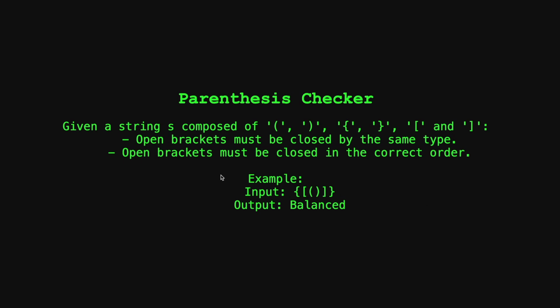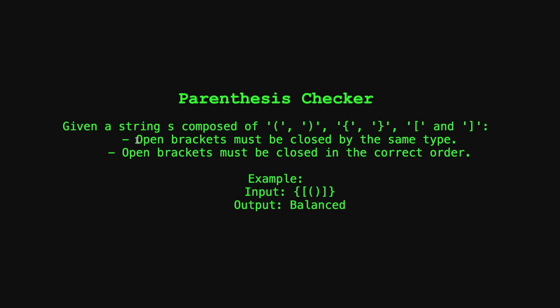All right, so let's see this particular question, parenthesis checker. In this question, we are given an input string like this, and this input string will only have opening or closing brackets of different types. It could have curly brackets, square brackets, or circular brackets. What we need to do is see whether this input expression is balanced or not. The braces in this expression are balanced or not, that's what we need to check.